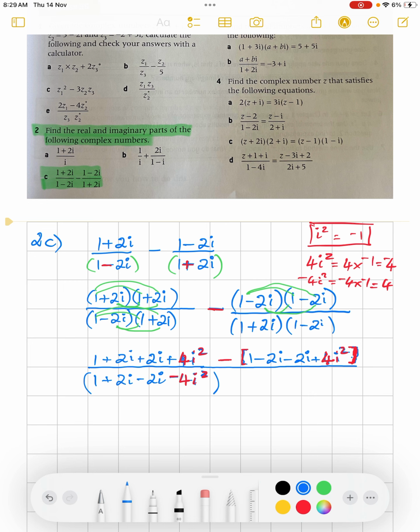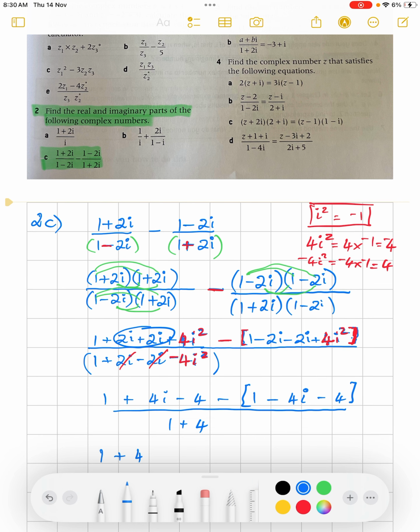So let's look at this. We've got 1 plus 4i, so we can group those two, minus 4, as we said, that was changed. This is 1 minus 4i. Now plus 4i squared becomes minus 4. Our denominator here, this will cancel, so we're left with a 1, and minus 4i squared becomes plus 4.